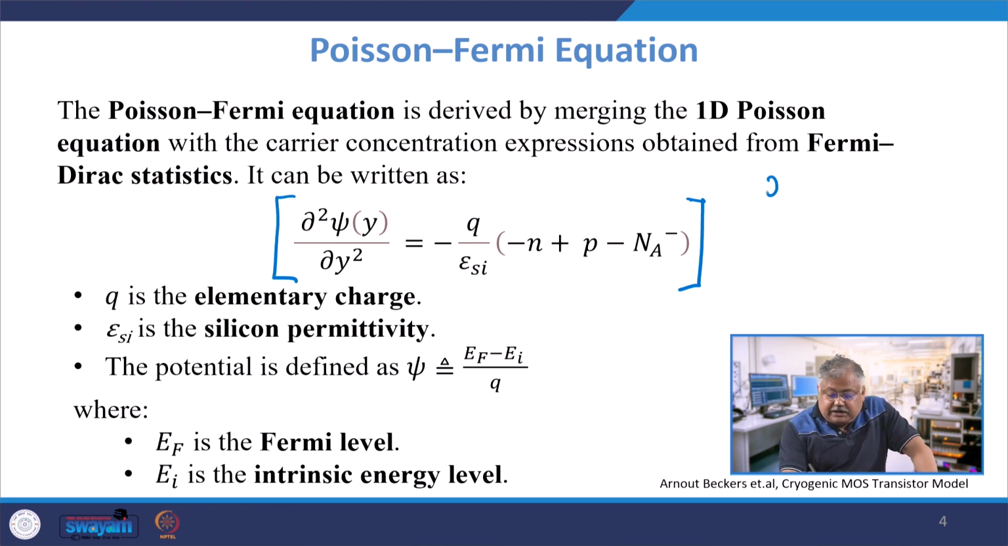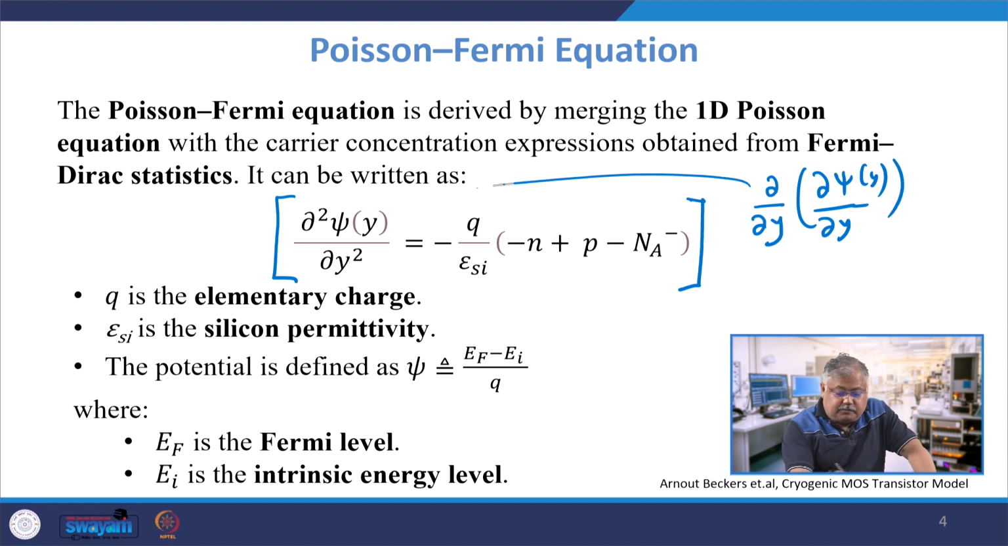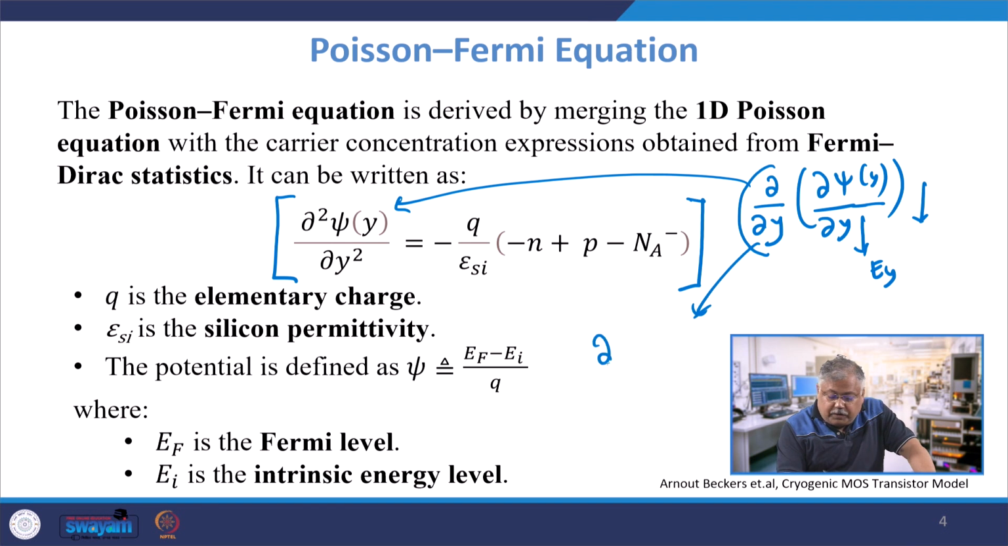So basically it is d/dy of dψ/dy. What is this part about? Now this is basically the electric field in the transverse direction, and this is the first derivative of the electric field. So this is the electric field in the transverse direction, and therefore this whole quantity comes out to be d/dy times Ey.